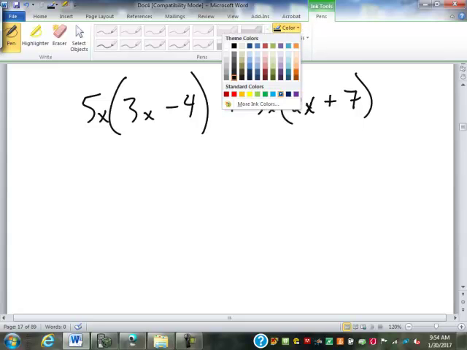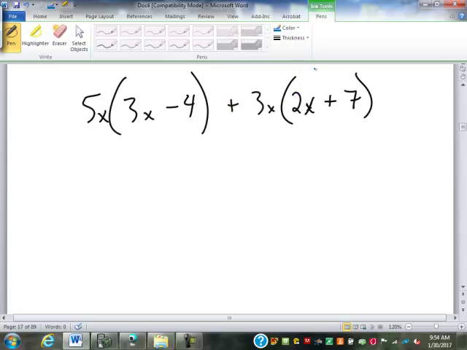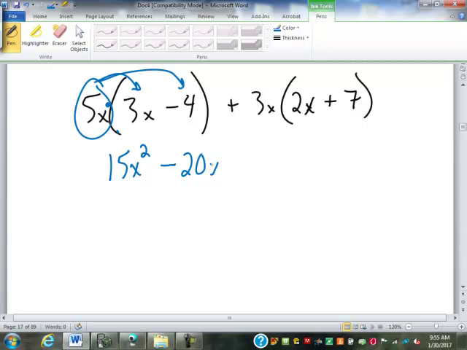So here we can have multiple parentheses in there. We still go left to right. So going left to right, here's our first parentheses. Is there anything to do inside that parentheses? No. How about to that parentheses? Times the 5x. So 5x times 3x is 15x squared, yep, x to the second. 5x times negative 4. Negative 20x. Good. Now we move to the next set of parentheses.